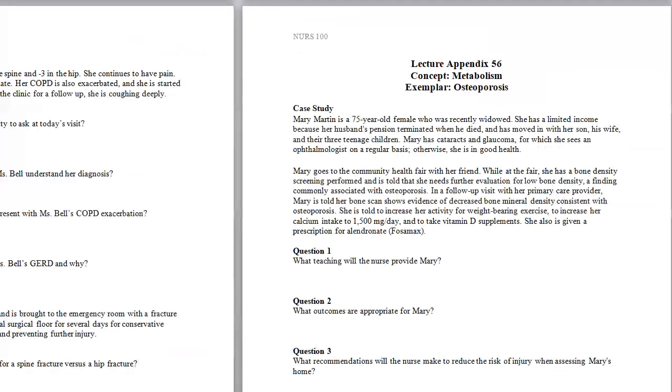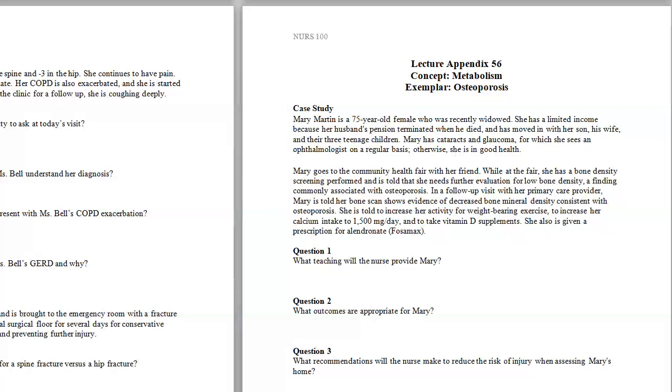All right, lastly, let's go over Appendix 56, another case study that involves osteoporosis. Mary Martin is a 75-year-old female who was recently widowed. She has limited income because her husband's pension terminated when he died, and she's moved in with her son, his wife, and their 3 teenage children. Mary has cataracts and glaucoma, for which she sees an ophthalmologist on a regular basis. Otherwise, she's in good health.